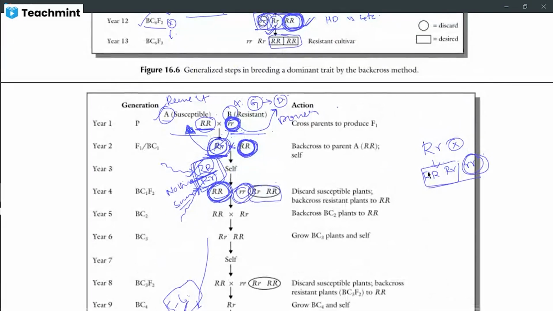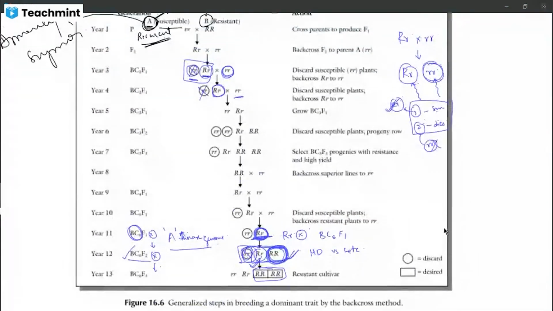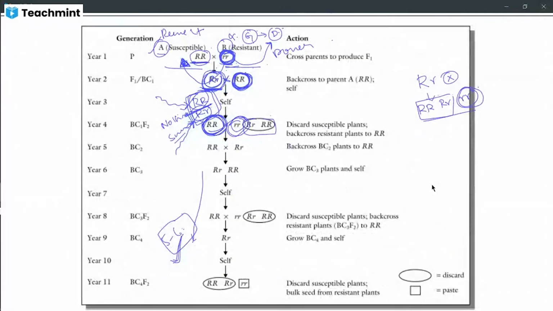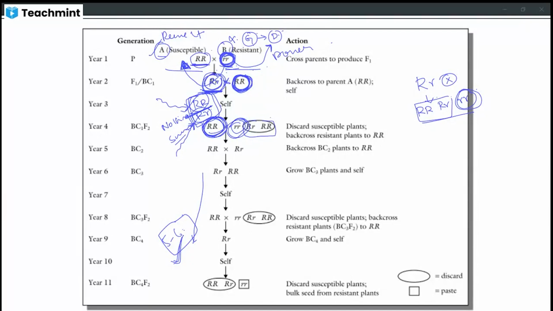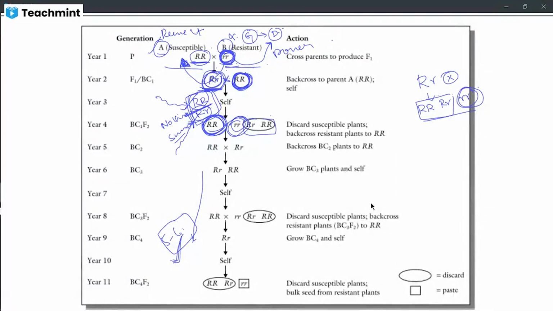I also told you that with the help of the single seed descent method, the ultimate product that we obtain is, what is the ultimate product? I told some name to that population. Recombinant inbred lines, RILs. We will be obtaining the RILs.